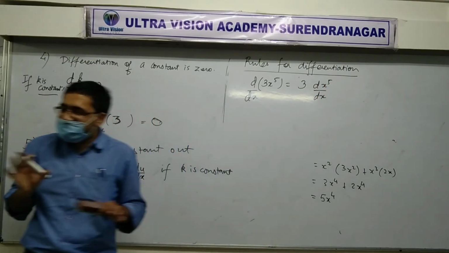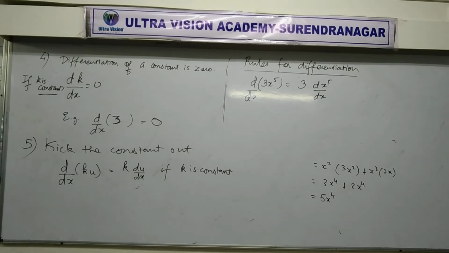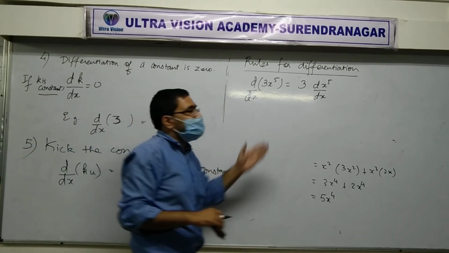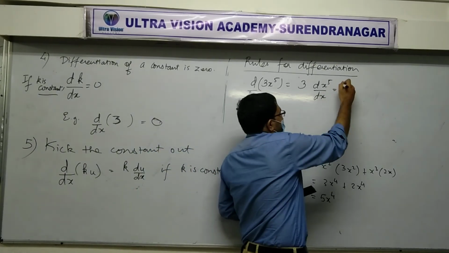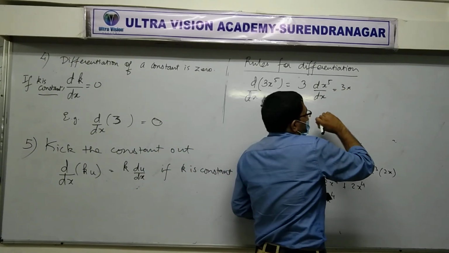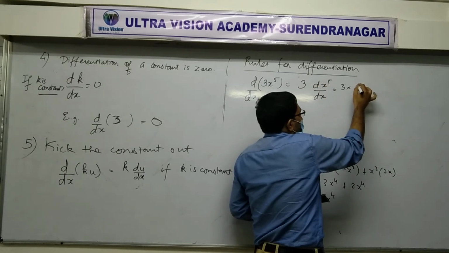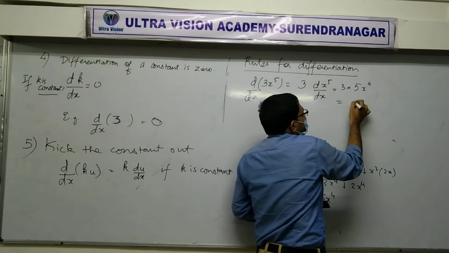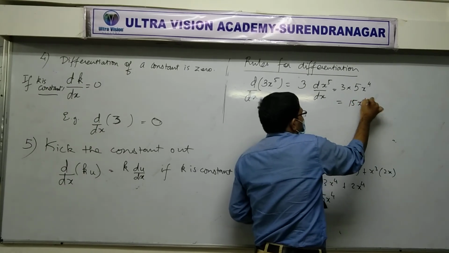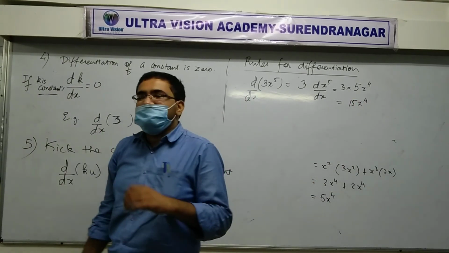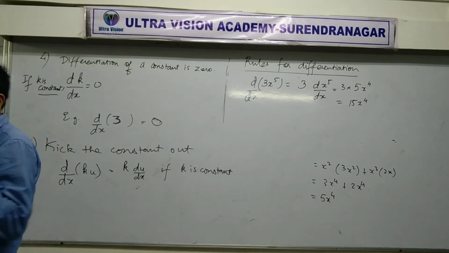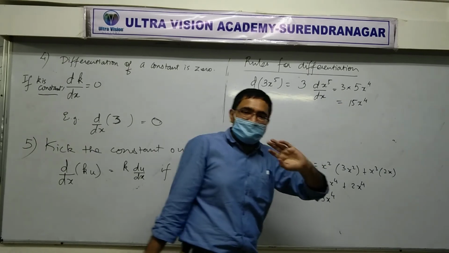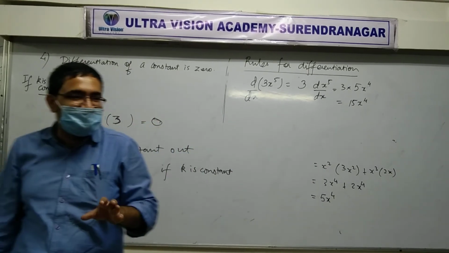So 3 into d x raised to 5 by dx. What will you do? 3 into 5 x raised to 4. So 3 into 5, 15 x raised to 4. Did you understand? Yes. Here we use which rule? Rule number 1. Yes. It's outside, very good. Rule number 1 is the most used rule.